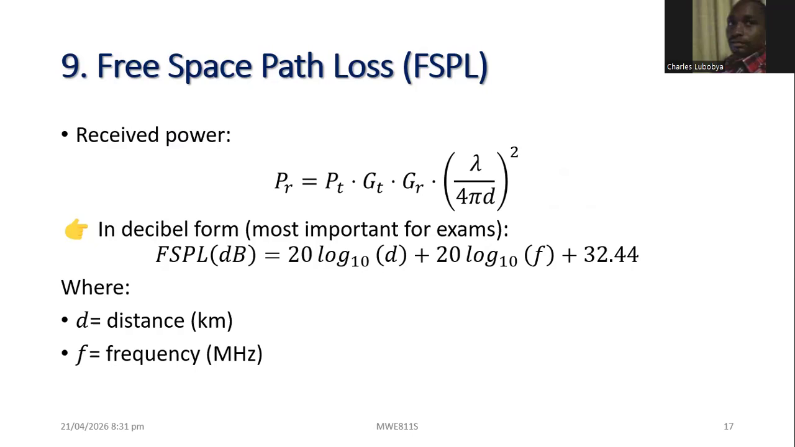So that's essentially the equation to calculate free space path loss, which is essentially 20 log 10 D, where D is the distance in kilometers. Please take note, D must be in kilometers and F must be in megahertz, and not in hertz or gigahertz. So if F is given in gigahertz, you have to convert that into megahertz. If it is given in hertz, it has to be converted into megahertz before you can plug it into the free space path loss equation.